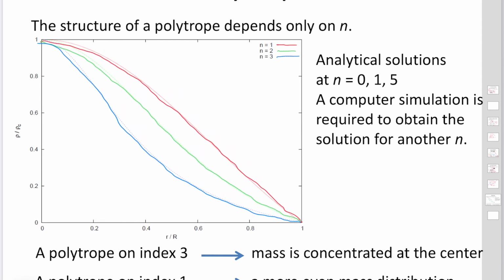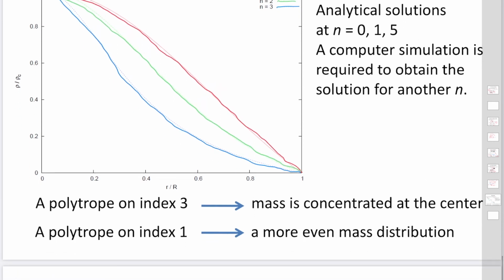I'd like to show you another important quantity, such as the total mass or radius, in the later sessions. So for the polytrope with index 3, mass is concentrated at the center compared with n equal 1 and n equal 2. The polytrope with index 1 has a more even mass distribution, which can be discovered by looking at these figures. This is the end of this session.